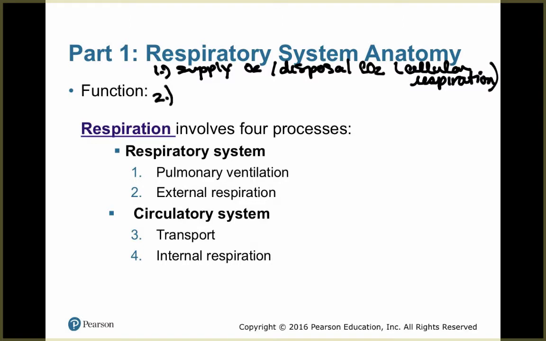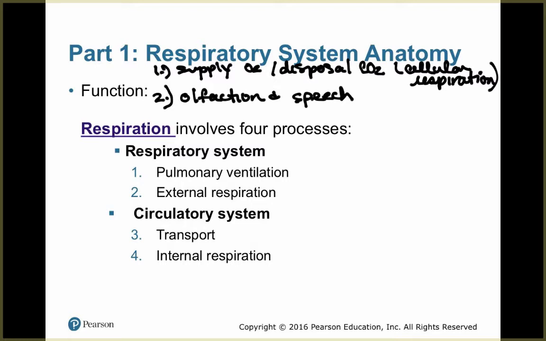Now, the second function, which is very important as well, is for smell and speech. In other words, olfaction, which is smell, and speech. So this is really important, and should explain why we're going to talk about the respiratory system.